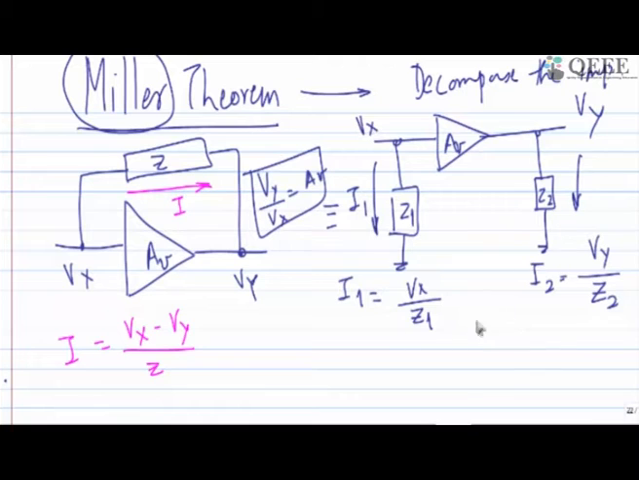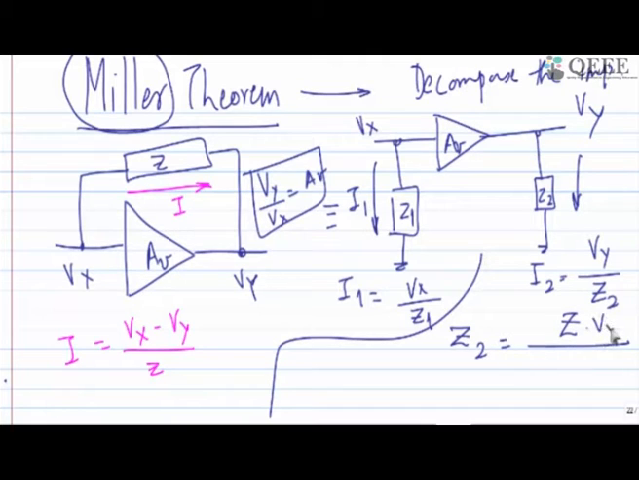If I equate with this equation, what I'm going to see, Z2 is equal to Z divided by Vx minus Vy, and if I divide it by Vy, I'm going to see Z divided by Vx by Vy minus 1. Sorry, the current, okay, I made a mistake.